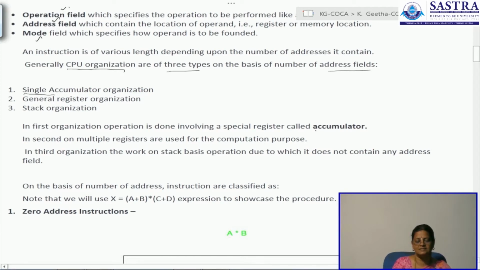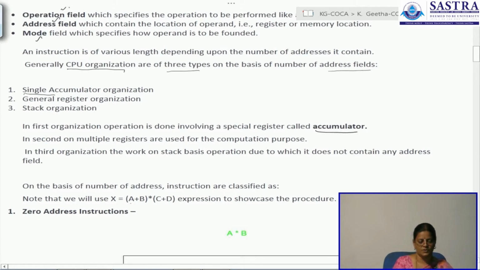We will take the example of accumulator based organization. You all know the accumulator is a special register which will accumulate the results. In the second type, general register organization, we have many registers available. These registers will store the data and will be used for all the computations of the intermediate results. And the third organization is the stack, which will always refer to the stack for the data.